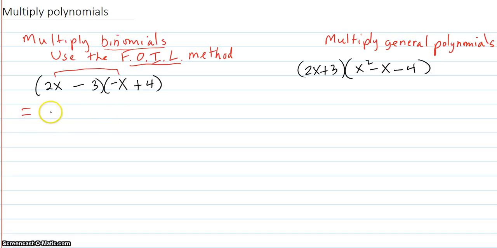2x times negative x, negative 2x squared. Outside, that's these. 2x times 4 is 8x. Inside, it's these. Negative 3 times negative x is plus 3x. And last is negative 3 times 4, which is negative 12.